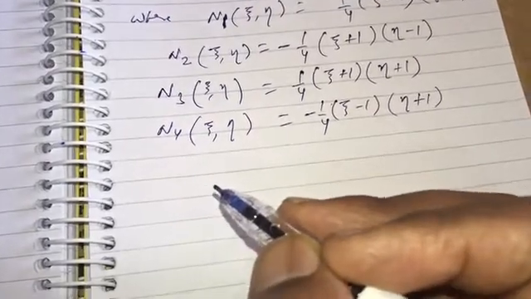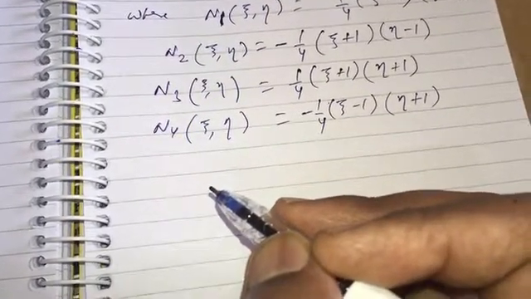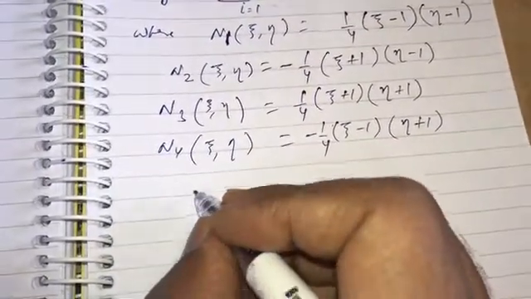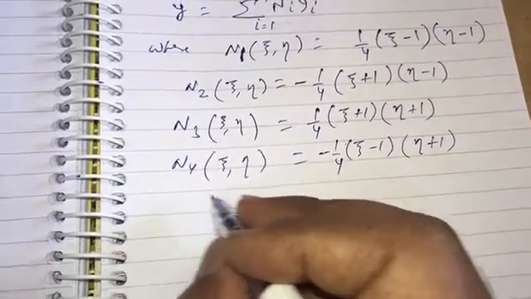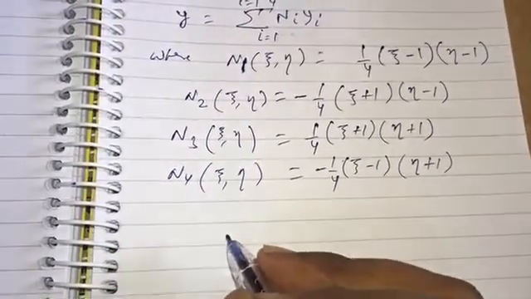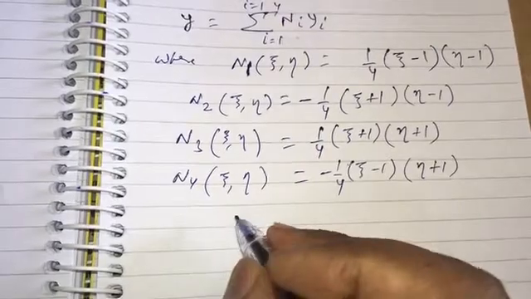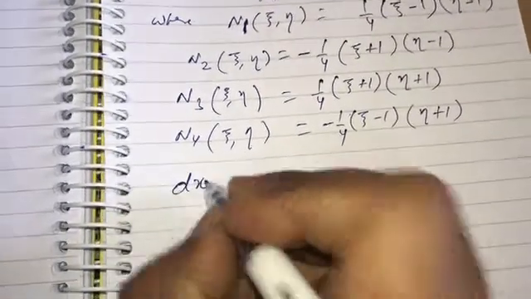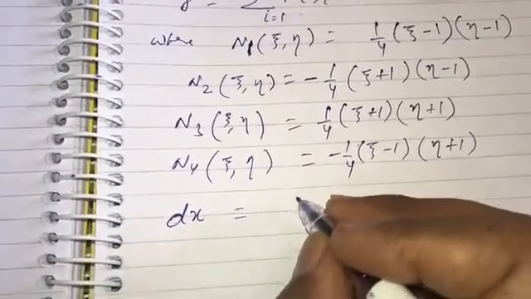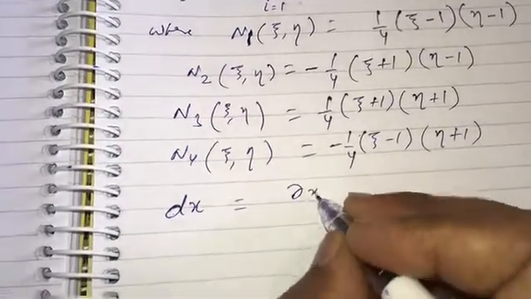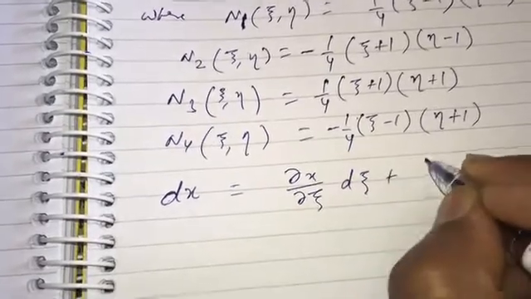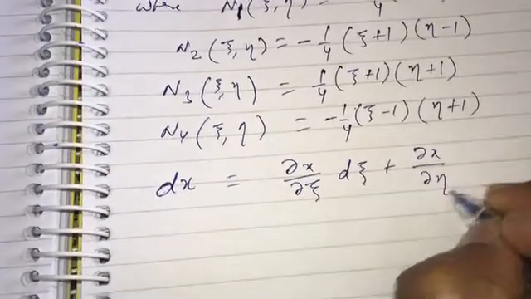maybe in the last two video lectures. The same thing we extend here, and we did this in other video lectures as well when we were studying the 2D heat transfer problem. So we can write dx is equal to del x over del xi d xi plus del x over del eta d eta.